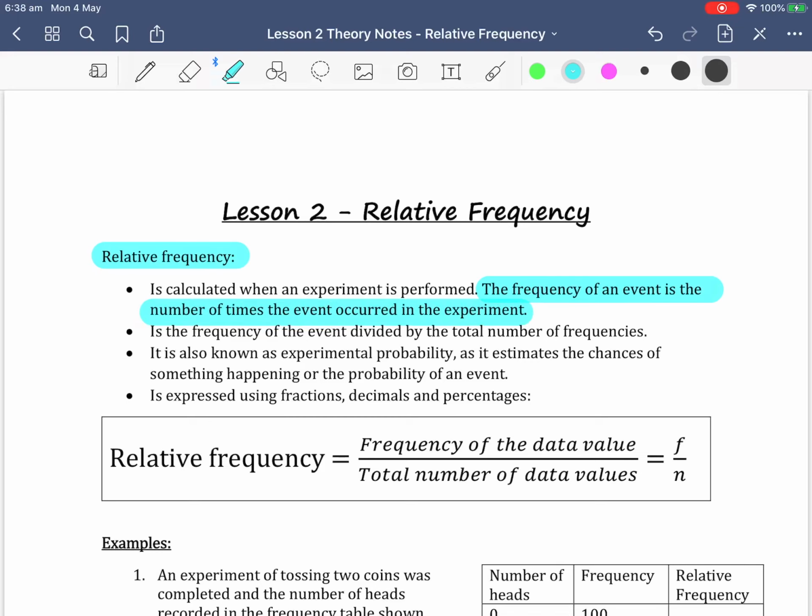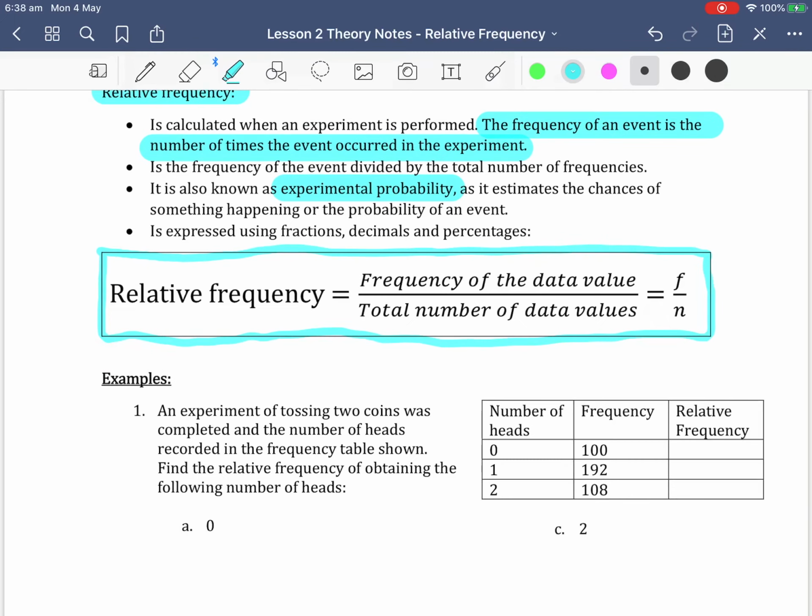It is also known as experimental probability, as it estimates the chances of something happening or the probability of an event. Relative frequency is expressed using fractions, decimals, or percentages. So we use this formula here when we're talking about relative frequency. In a whole, relative frequency is just experimental probability. So relative frequency equals the frequency of the data value over the total number of data values, which equals F over N. So we're just going to have a look at one example today.